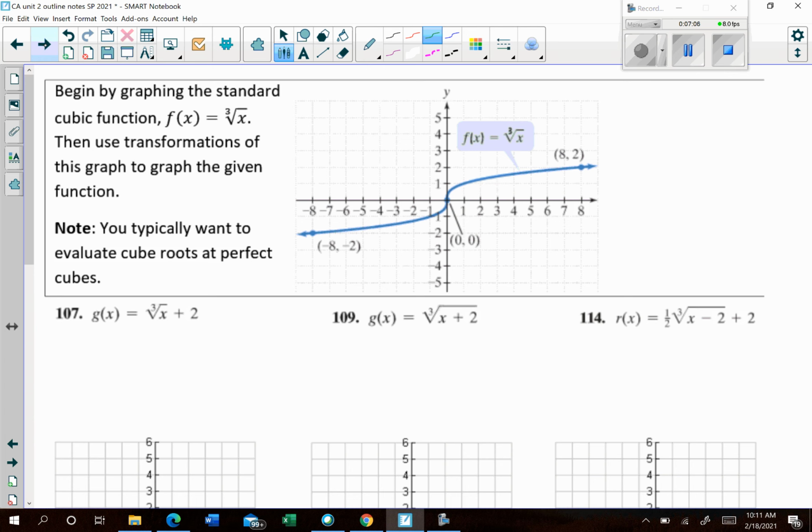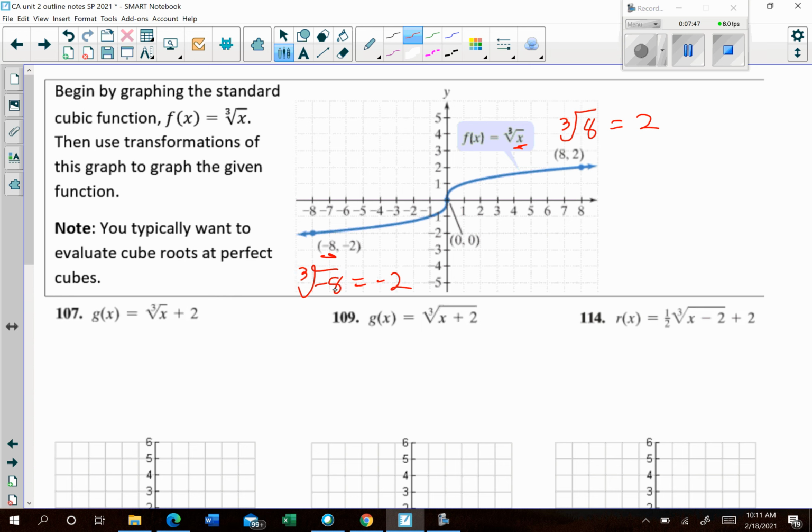So here's the parent function. You can see, once again, in this example, it goes a little bit further out. It goes out to 8, 2, because if you cube root 8, that would equal 2, okay? The way cube roots work is you're trying to figure out what value to the third power gives you what's inside that radical sign. So 2 to the third power gives you 8. So that's why the cube root of 8 is 2. Same thing with -8. So the cube root of -8 equals -2, because if you do -2 times -2 times -2, it would equal -8. And so that's all cube roots are.